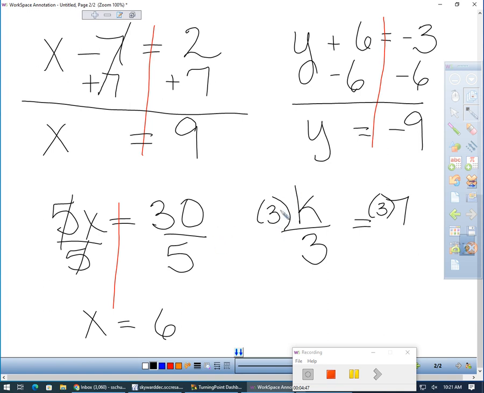On this side, the 3's cancel, right? They reduce, so I'm just left with k. On this side, I have 3 times 7, or 21. That is clearing the fraction. It's going to make your life easier if we get used to that process. That's the whole idea, right?